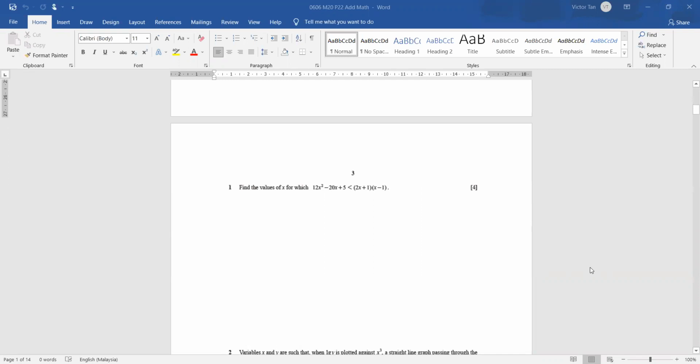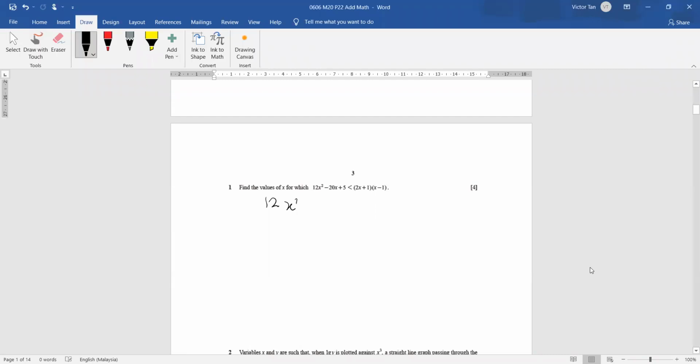Find the values of x for which 12x squared minus 20x plus 5 is smaller than (2x + 1)(2x - 1). This is a question on quadratic inequality.